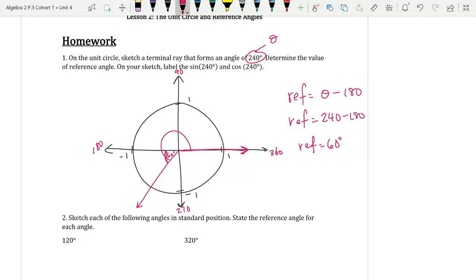It also says to label the sine of 240 and the cosine of 240. That's going to be where this terminal ray intersects the unit circle. This point, which I'll call point P, has coordinates of the cosine of 240. Remember, it's always cosine as the x value, sine of 240, because the sine is always the y value.